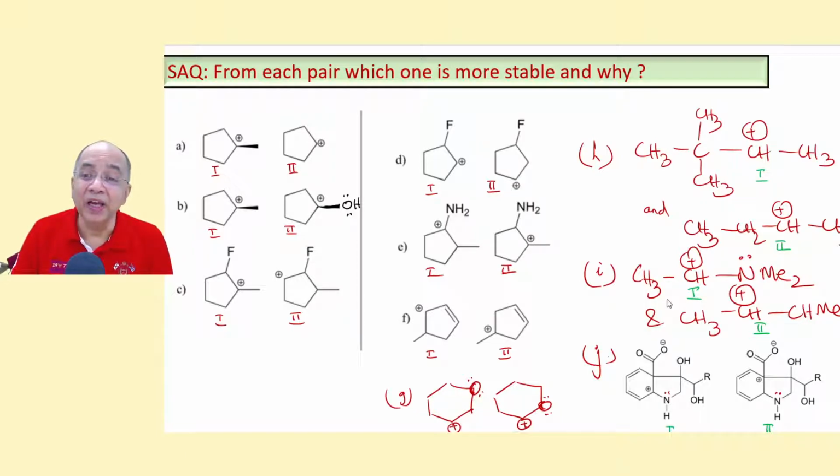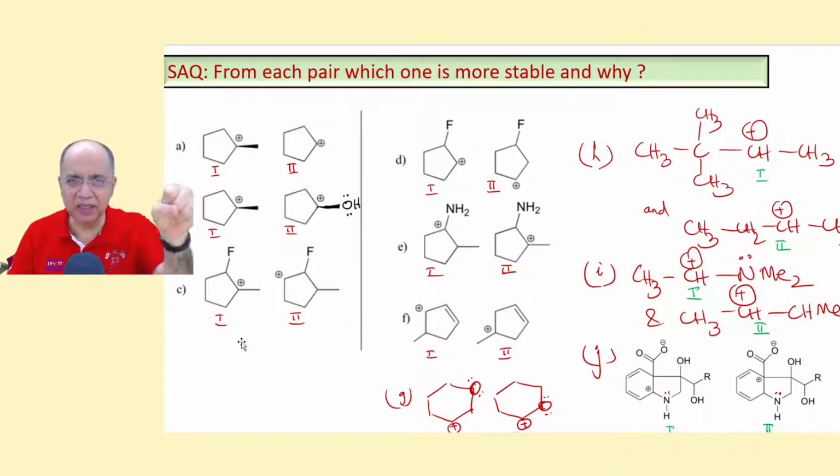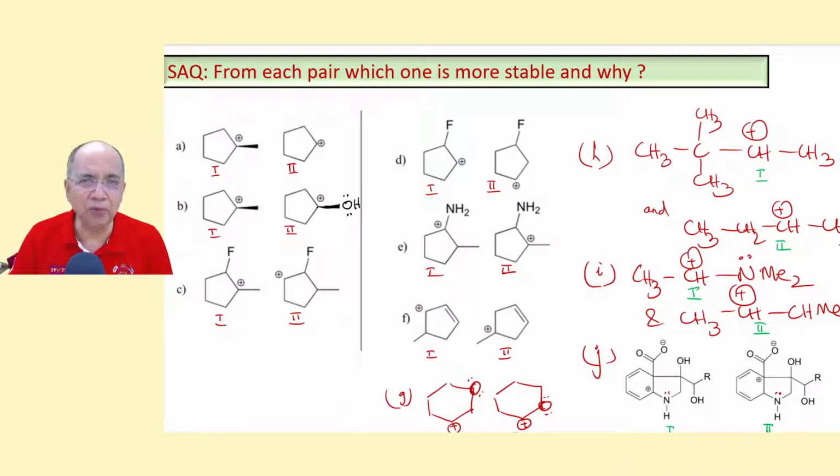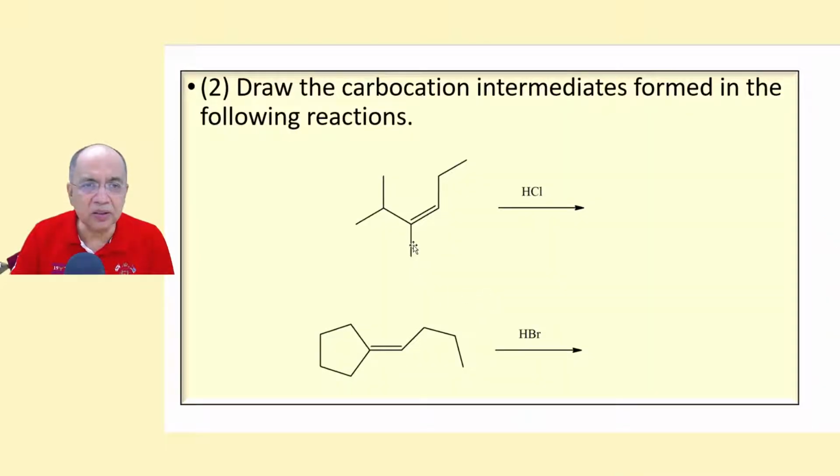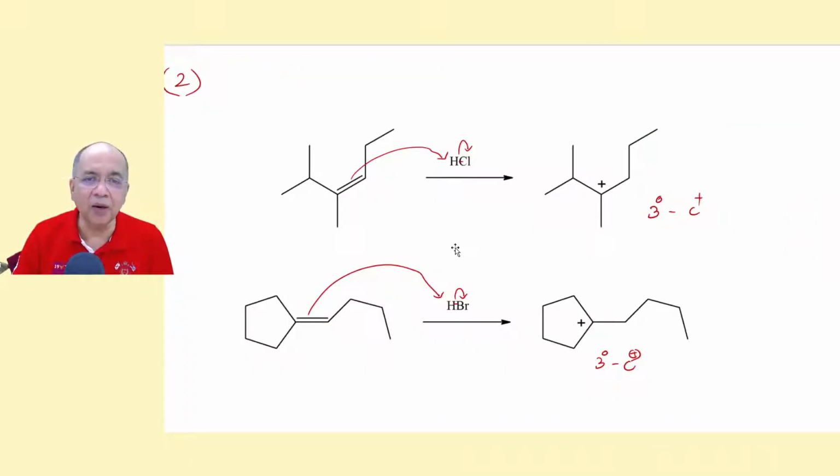And I have given you a lot of pairs in which you have to identify which one is more stable, and you can answer them very easily. You have only three things: minus I effect and minus R effect will destabilize a carbocation, and plus I effect and plus R effect will stabilize a carbocation, right? Also, this is a reaction where the carbocation will be formed here or here. You can answer without any difficulty. The answer also I have given you. After you practice, you match with my answers.